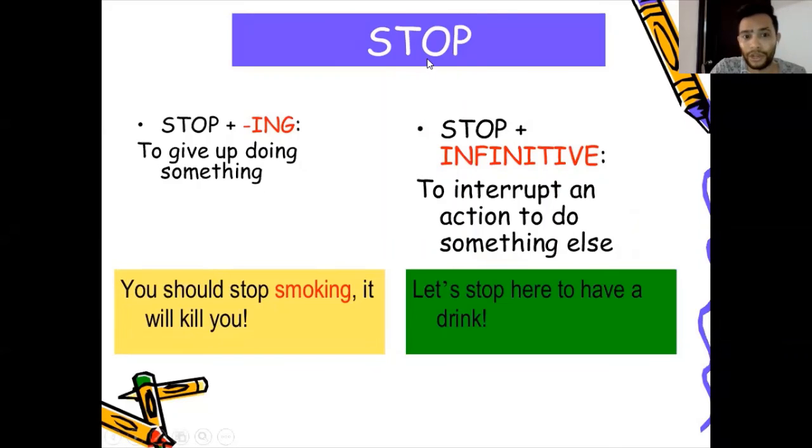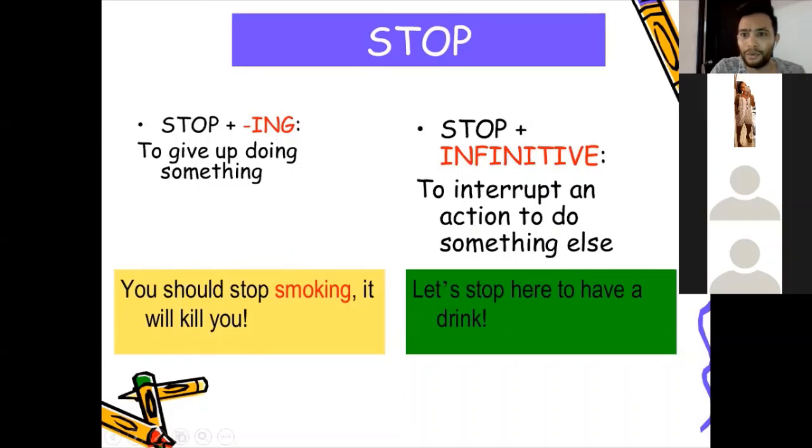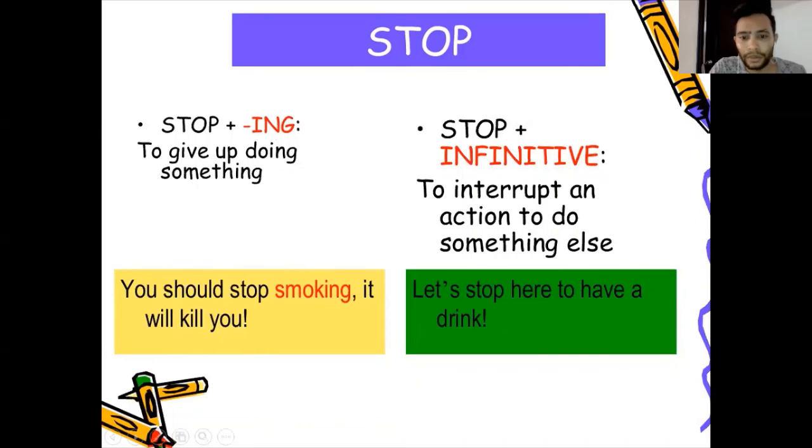Like stop, one more time. Stop ing means to stop, to give up doing something. Rendirse de hacer algo, no hacer algo más, right? So you should stop smoking. It will kill you. Como el ejemplo que les di hace un momento. Stop with infinitive means to interrupt an action to start something else or to do something else. Como lo dijo Miss Maria, I think it was the one who explained that, right? So, let's stop here to have a drink. Detengámonos aquí para tomar algo, right?